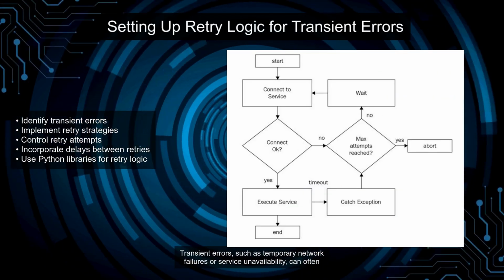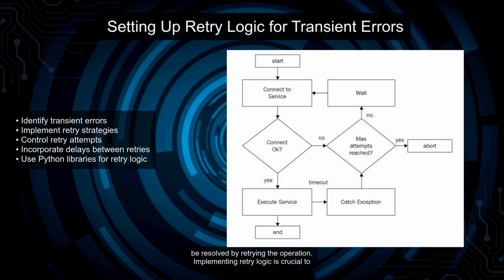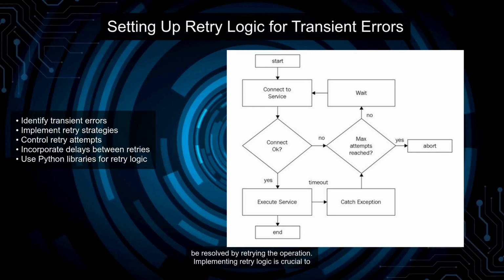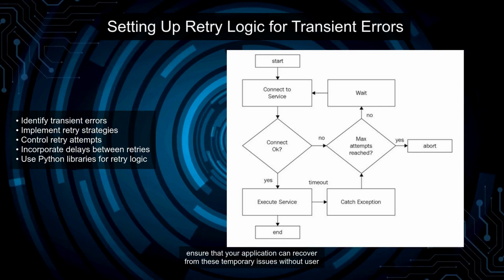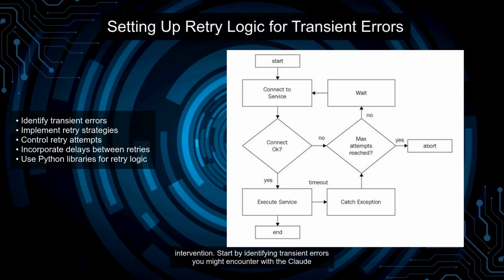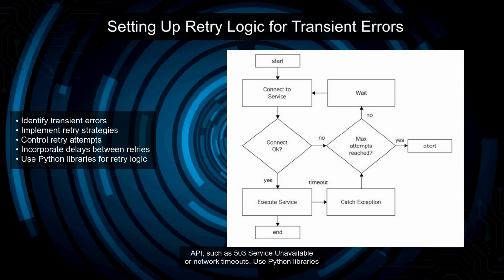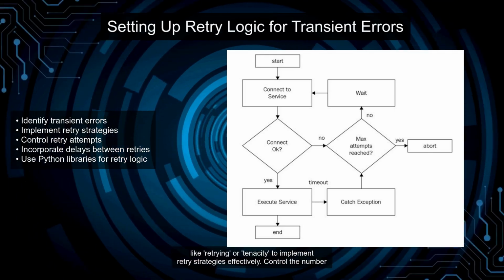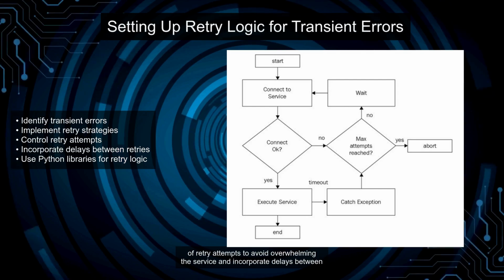Transient errors, such as temporary network failures or service unavailability, can often be resolved by retrying the operation. Implementing retry logic is crucial to ensure that your application can recover from these temporary issues without user intervention. Start by identifying transient errors you might encounter with the Claude API, such as 503 service unavailable or network timeouts. Use Python libraries like retrying or tenacity to implement retry strategies effectively.